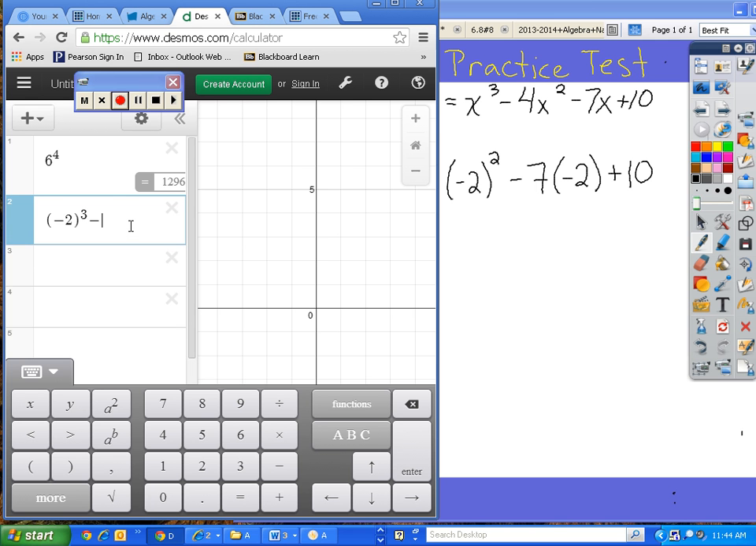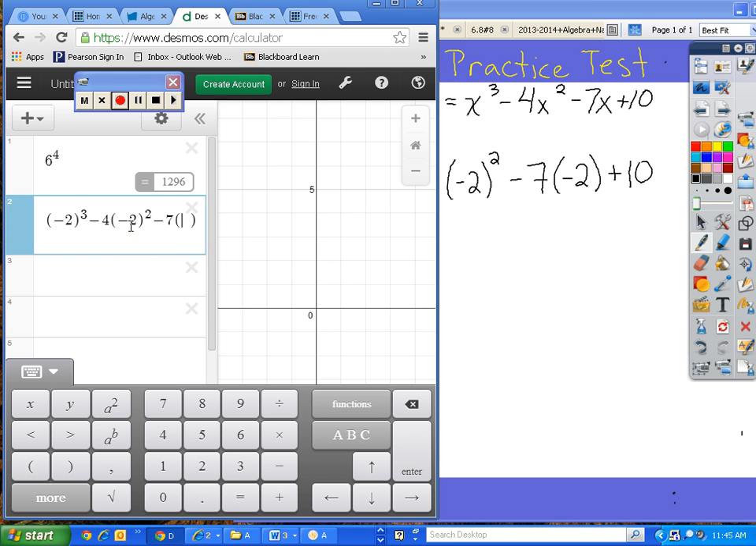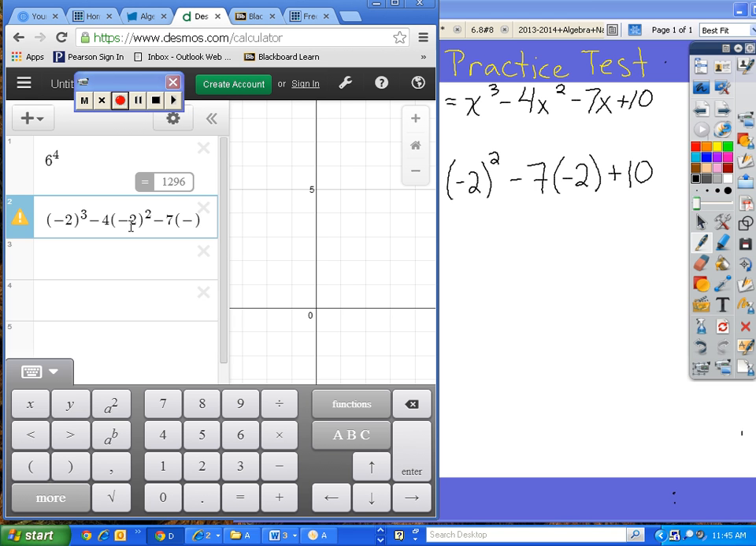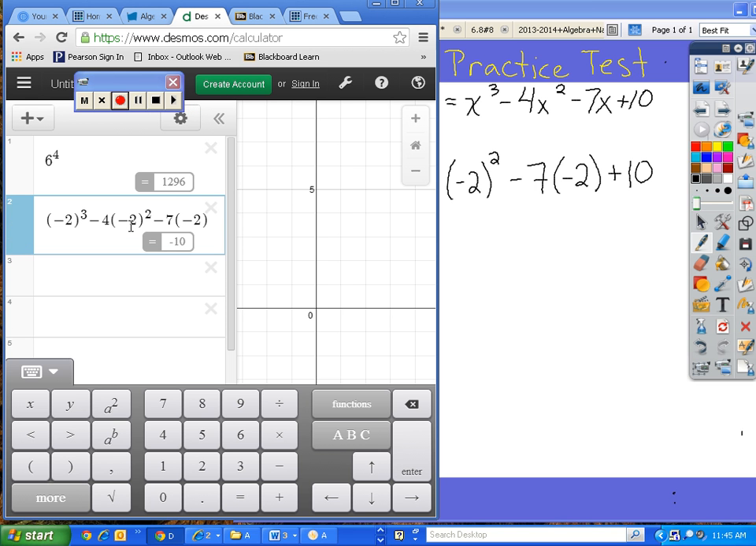minus 4, parentheses, -2, close parentheses, and I need that squared, minus 7, parentheses, -2, plus 10. And I get my answer, my first term, as 0. So go ahead and take a moment to plug this in.